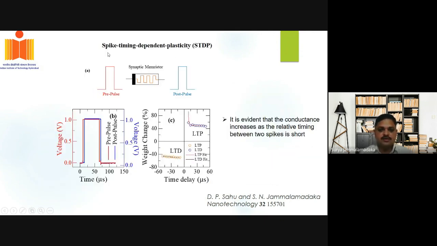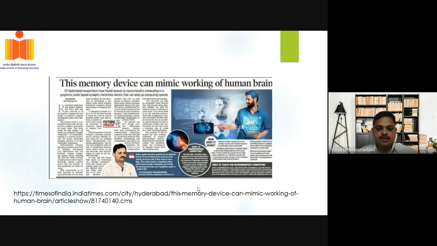On top of that, we also try to show spike timing dependent plasticity by applying the presynaptic pulse and the postsynaptic pulse. As you can see from this graph, the conductance increases as the relative timing between the two spikes is shorter. This paper has been published in Nanotechnology along with my student Dr. Dwepak Prasad Sahu. Based on this work, the Times of India also published an article in their newspaper.